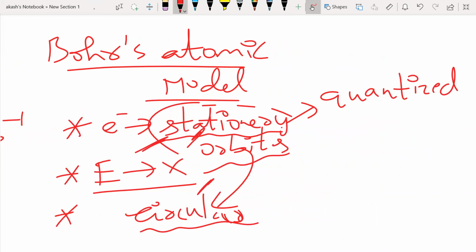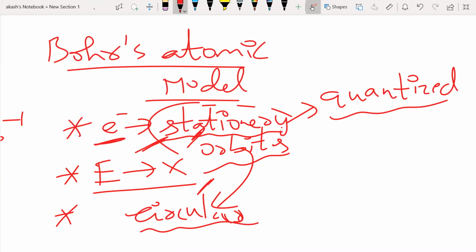So what do you mean by quantized? Obviously, there is going to be one small value, and based on that small value only, all the other stationary orbit energy values are going to be available. So the energy of stationary orbits is quantized, or in other words, the energy of electrons in different stationary orbits is also going to be quantized. Okay, so these are all the different points told by Niels Bohr.